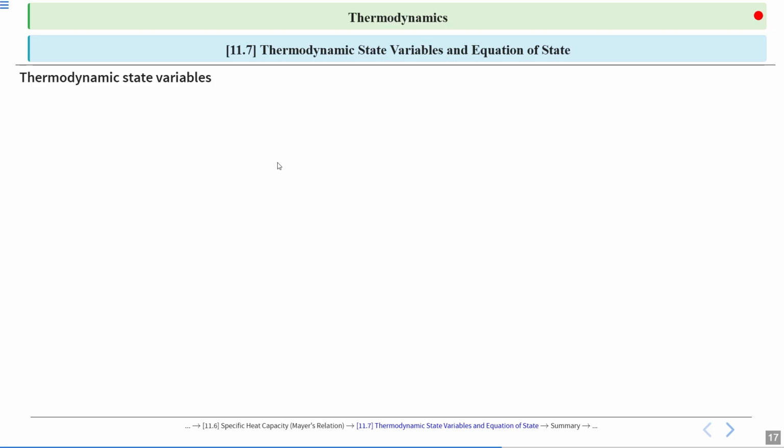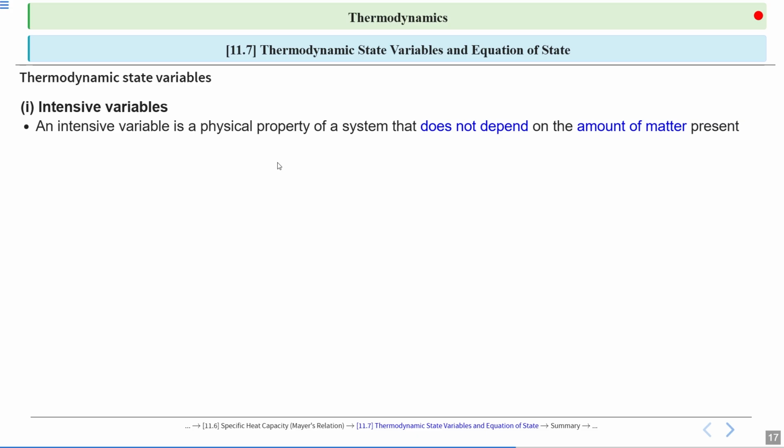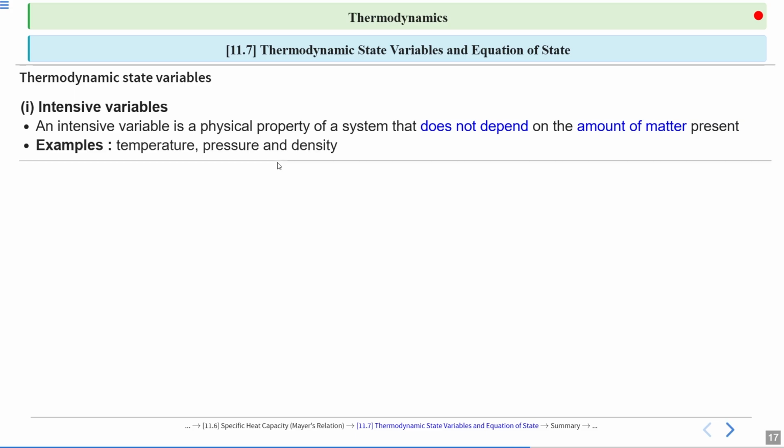So first, the intensive variable. An intensive variable is a physical property of a system that does not depend on the amount of matter present. It means it is independent of matter. Examples: temperature, pressure, and density. So these are the intensive variables. All right. These variables do not depend on the amount of matter. If the amount of matter increases or decreases, there will be no change in intensity. All right.